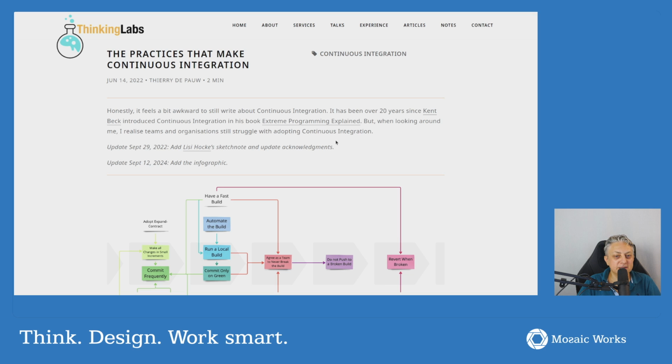So, the practices that make continuous integration. Before we start, it's important to realize a few things, which I'm sure Thierry will touch upon. Continuous integration is confused by many teams with the tool that does continuous build, with the build server, right? Often it used to be Jenkins. Now I think more tools are used for this. And it's really not that. Continuous integration is a practice.